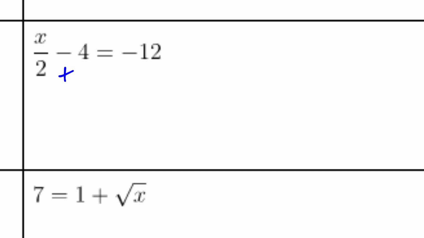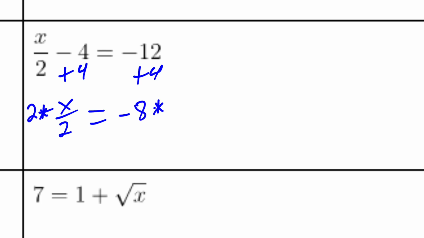First, you undo the subtraction. Remember that x over 2 is going to get closer to 0, since we're adding, and we're going to multiply by 2 on both sides, so we get x is equal to negative 16.